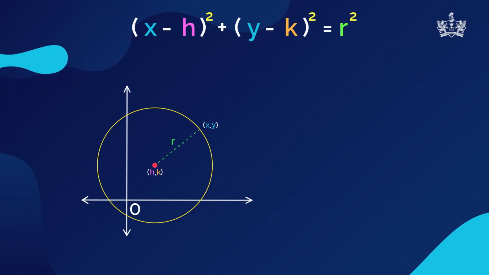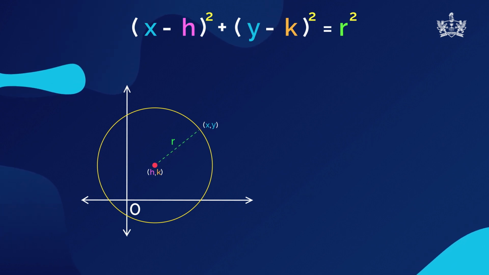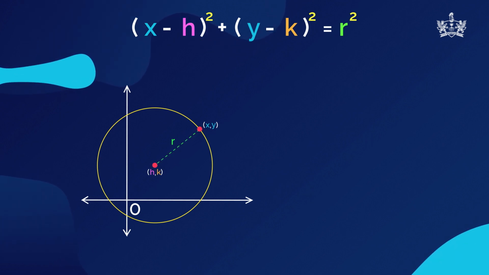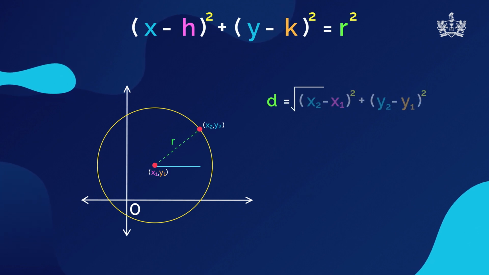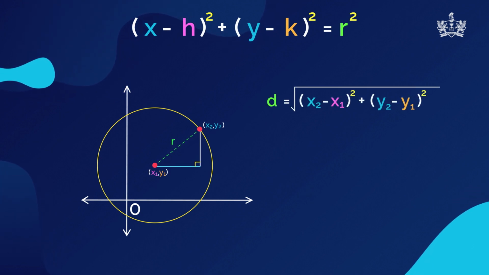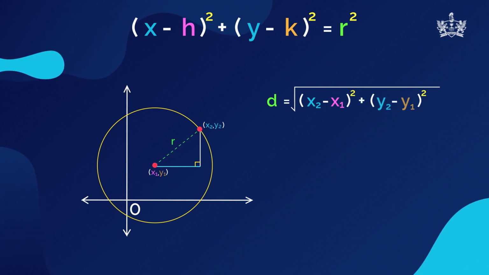Now, I have a question for you. How do we represent the length of r? Meaning, if you're given 2 points, how do you find the distance of the 2 points on a graph? Well, you use the distance formula, right? That is exactly what we are doing here. So the distance formula is d equals the square root of (x2 − x1)² + (y2 − y1)².